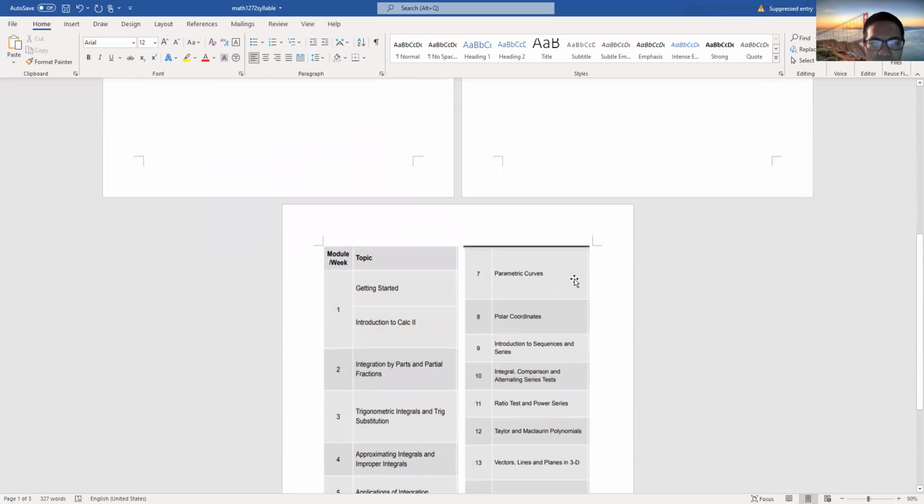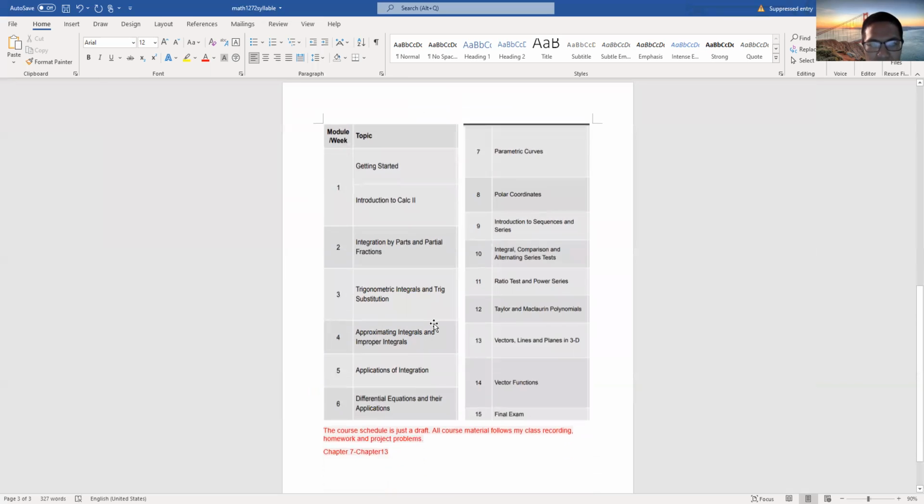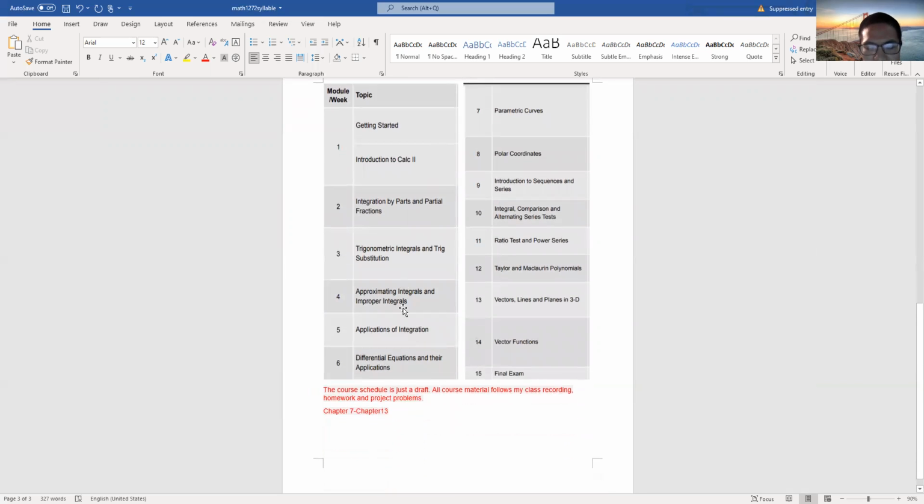Okay, so finally it's about the schedule of this course. This is just a draft. All course material follows my class recording, homework, and project problems. Our course will cover the material from chapter 7 to chapter 13. For this course, we assume you are familiar with the definition of the integral. If you already forgot it, please just review it by yourself.